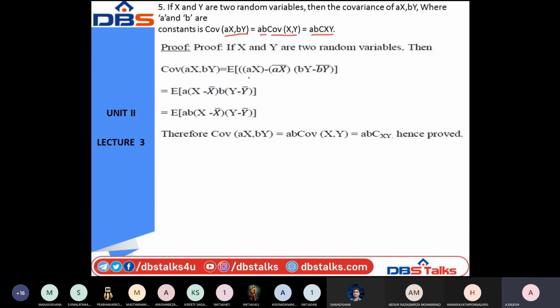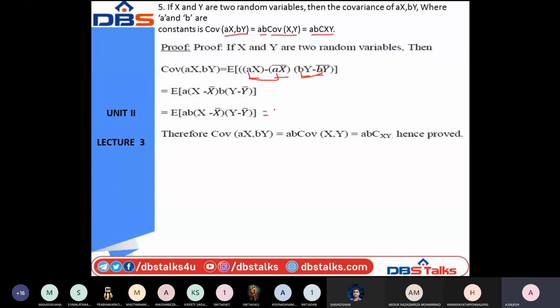Covariance is the expected value of aX minus aX complement into bY minus bY complement. Here I have taken a as common in these two terms, and in these two terms I have taken b as common, that is, the expected value of a into X minus X complement into b into Y minus Y complement. So we can write it like this: E of ab into X minus X complement into Y minus Y complement. Therefore ab can be written outside.